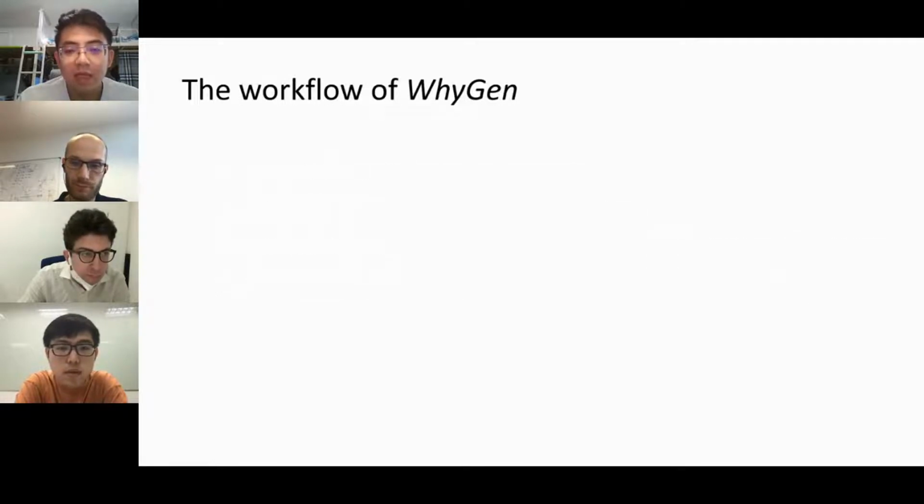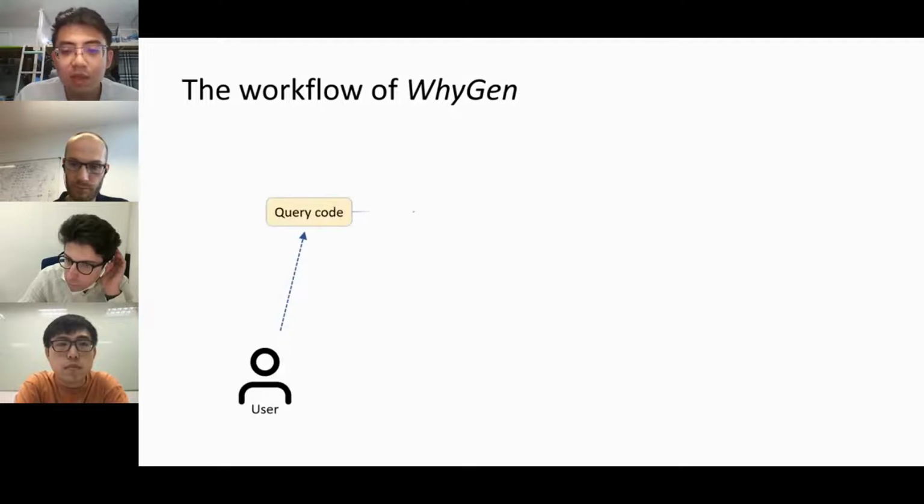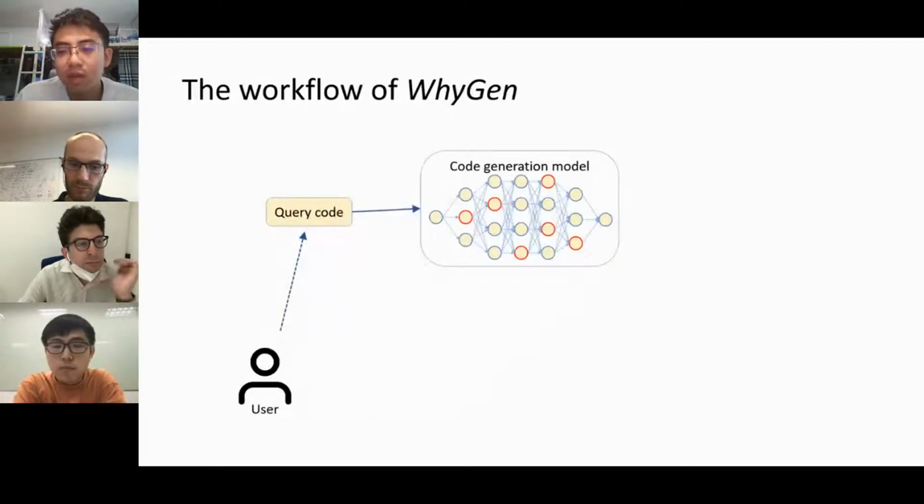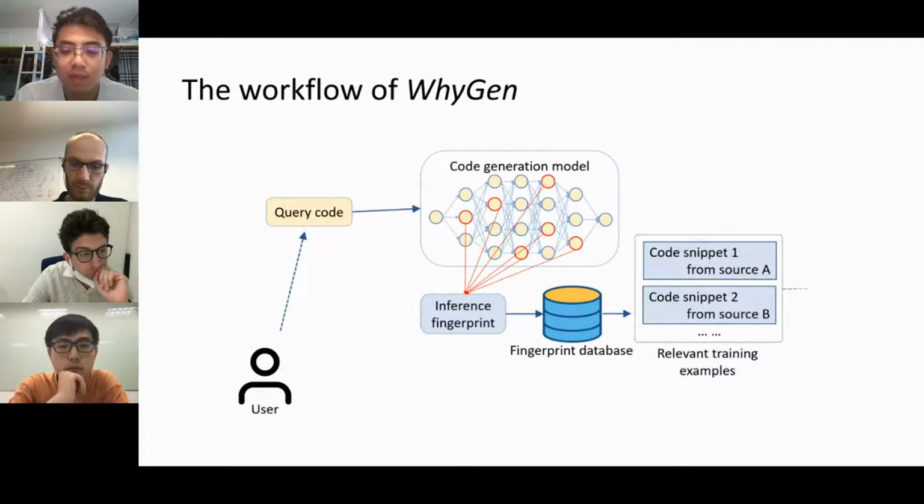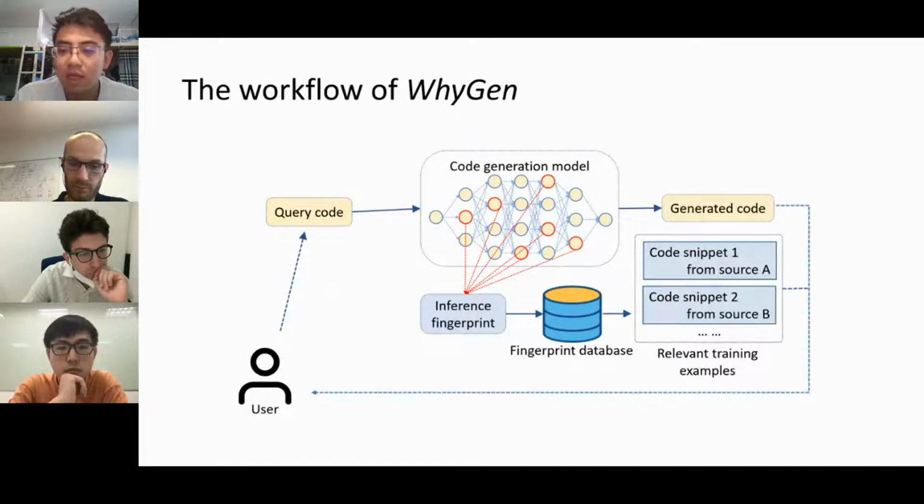In order to clearly describe the workflow of YGen, we draw a workflow diagram. The user first inputs code to the code generator. YGen compares the influence fingerprints of the query code, when the code generator generates the code, and searches the fingerprint database for the most similar fingerprints, so as to return their corresponding source and code fragments to the user. On the other hand, the code generated by the code generator is returned to the user.